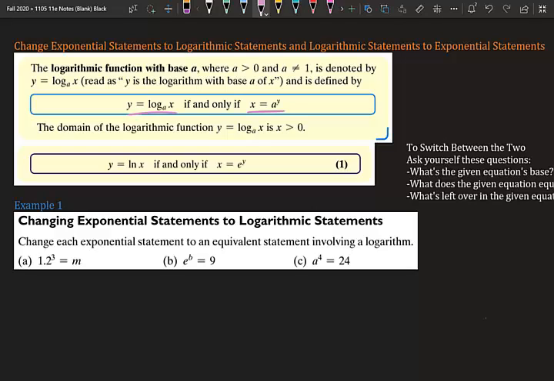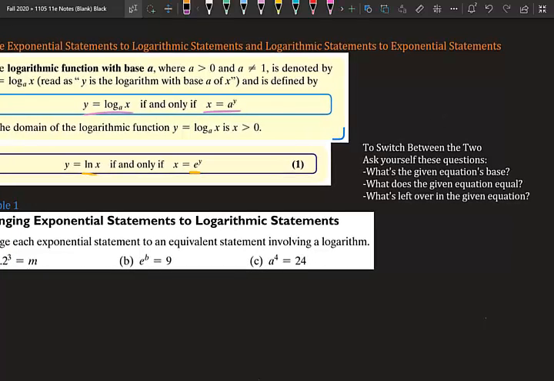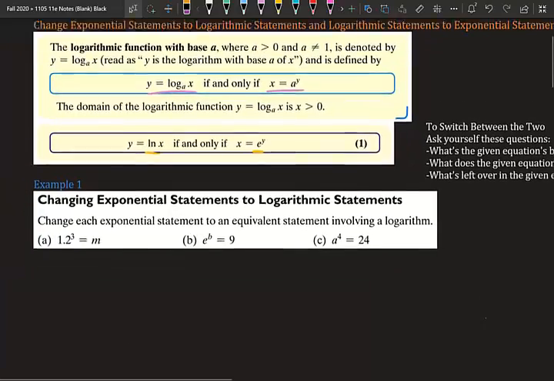If we have special logarithms like ln or special exponents like e, that's how we're going to switch them. So y equals natural log x if and only if x equals e to the power of y. When we're switching from exponent to logarithm and logarithm to exponent, you're going to ask yourself these three questions. What's the given equation's base? What does the given equation equal? What's left over in the given equation? And we're just going to set it up in our template.